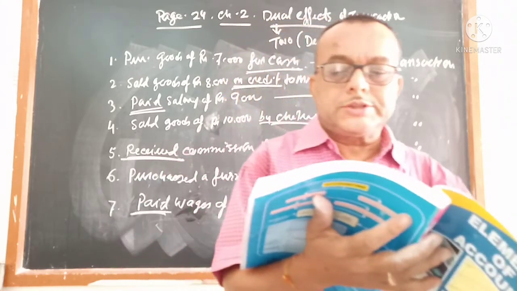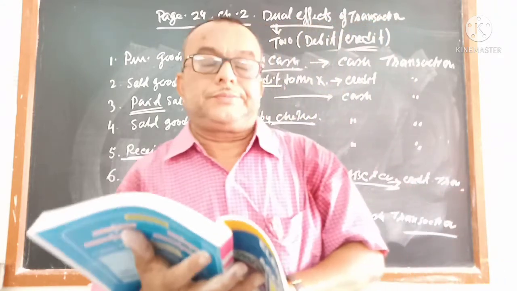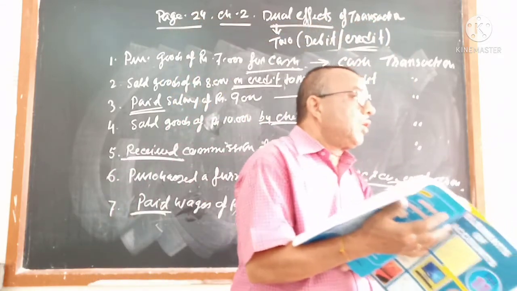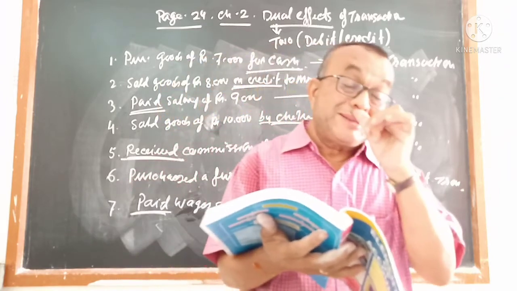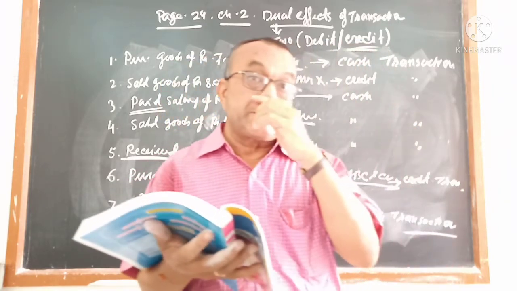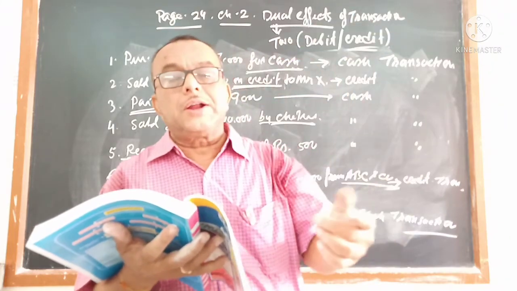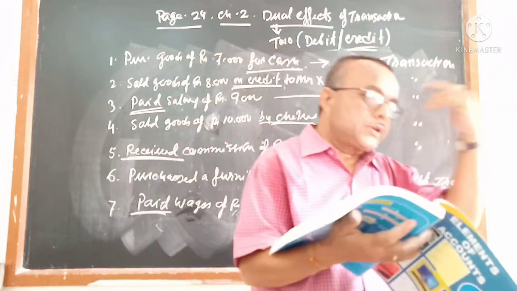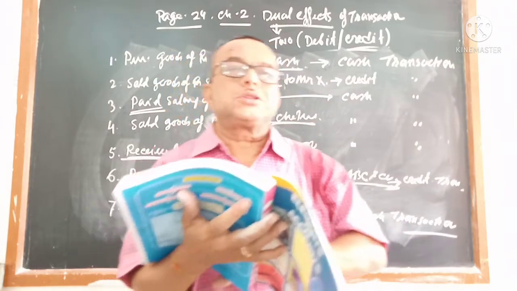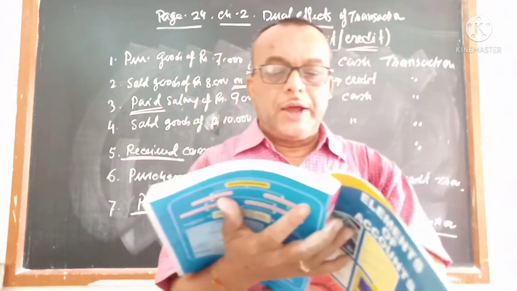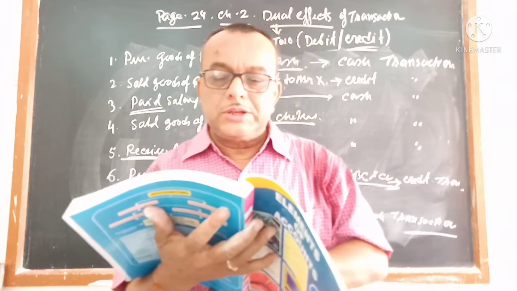And an order is received to supply the goods of rupees 10,000. You received an order, you did not make a transaction. Once you have received an order, that is not a transaction. When you place the order, when you supply the goods or receive the goods, that time it will be considered as a transaction. So number 9 is called non-economic transaction.